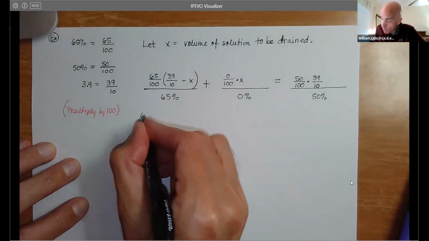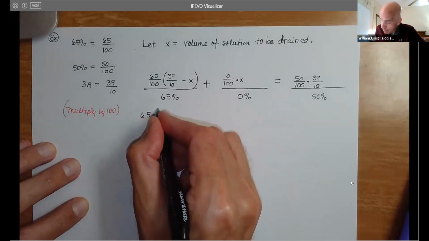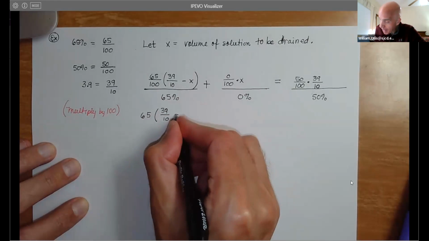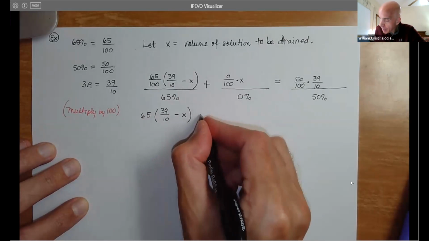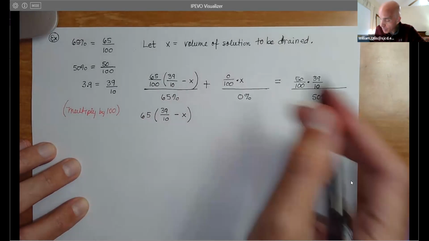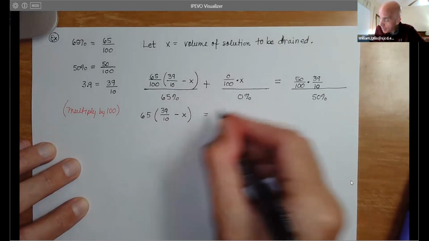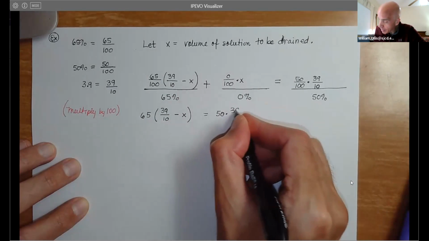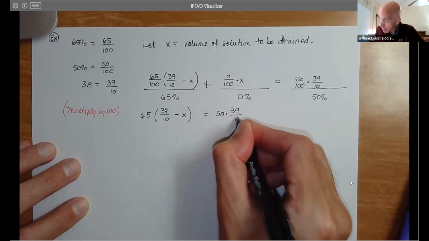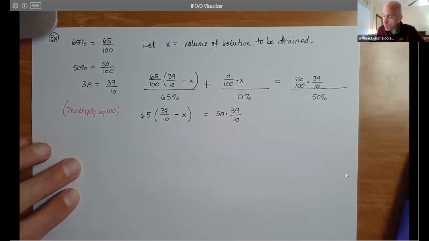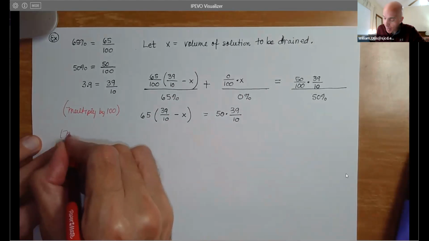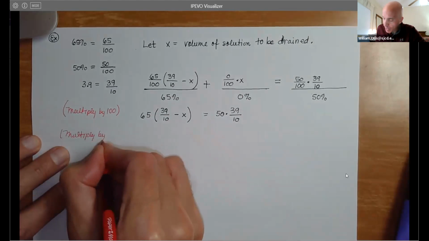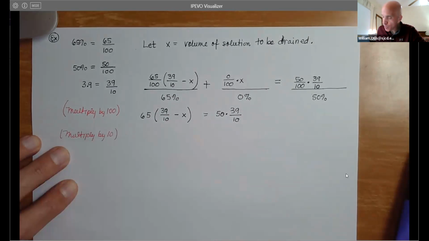So first multiply by 100, and these absorb. So we have 65 times 39 over 10 minus X. Of course, that's 0, so we can ignore that. And then we get 50 times 39 over 10. I broke this up into 2 pieces, now multiply by 10, just to break up the algebra so it's a little bit easier to see.